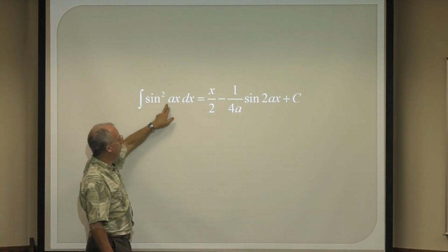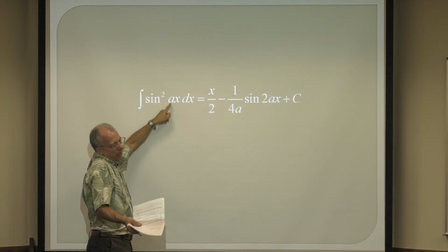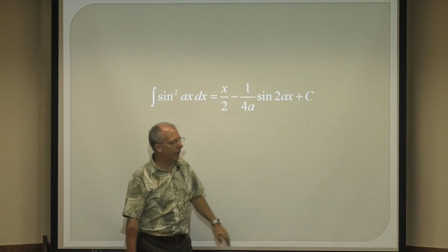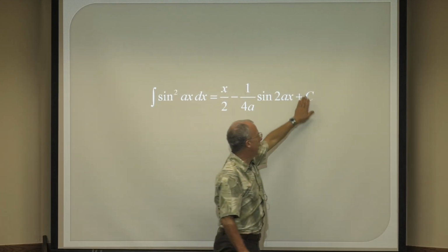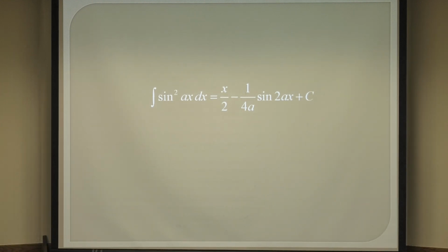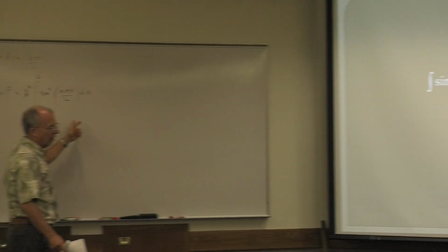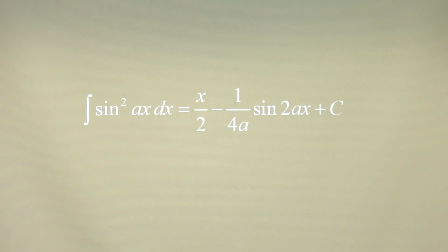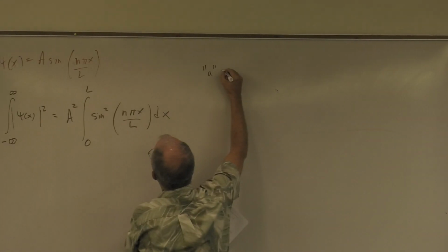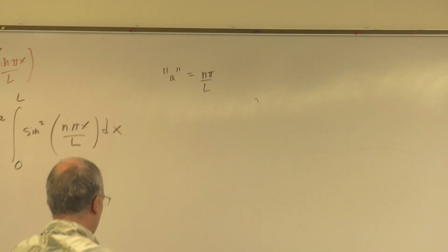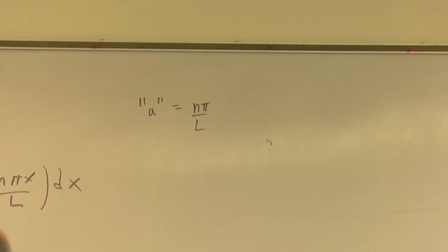So the integral of sine squared ax, where a is just some coefficient, equals x over 2 minus, and so on. Now ours is a definite integral, so we don't have that. For us, n pi over L is the a, because it's the coefficient here. So I'm going to say a is equal to n pi over L. All right, so here you go. Let's do it.